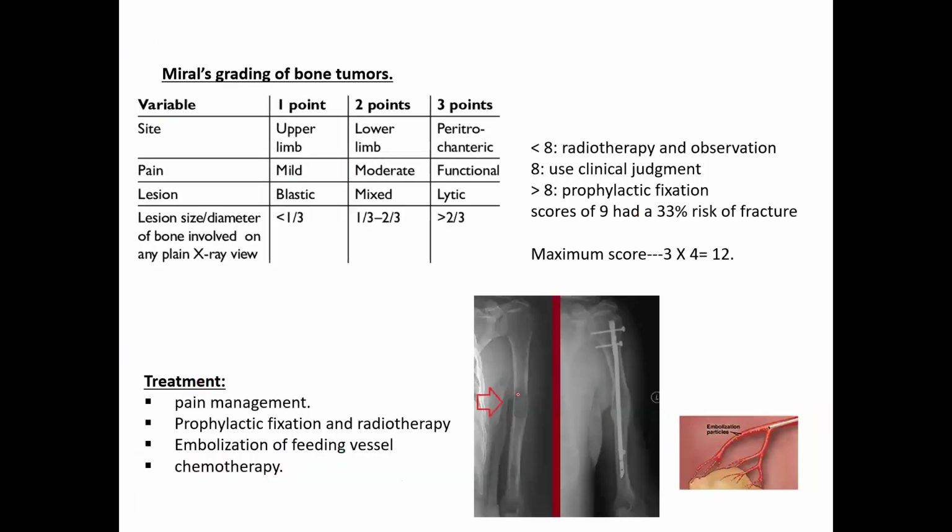So once you have diagnosed, you need to treat it. Before treatment, I just want you to know this one. There is something called Mirels' grading system for bone tumors. You just remember this one. Other slide is not so important for you. Why it is important? It was once asked in a PG entrance. What is the grading system for bone tumors? It is for secondaries. Just remember, it's for secondaries.